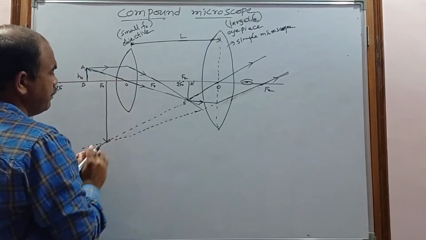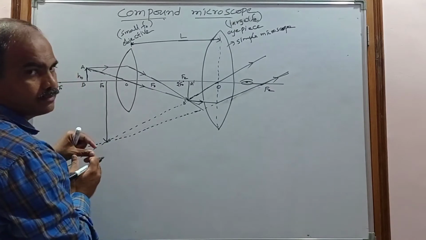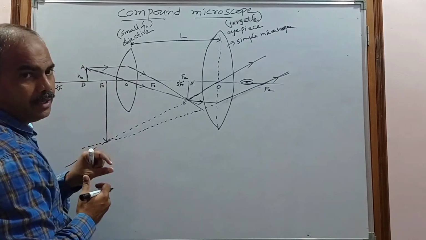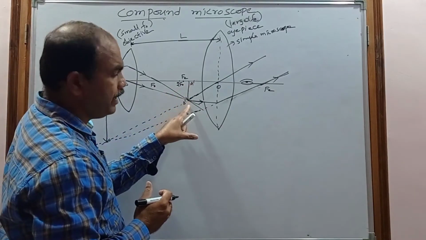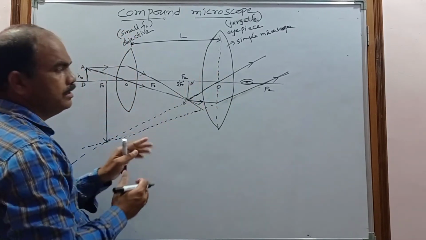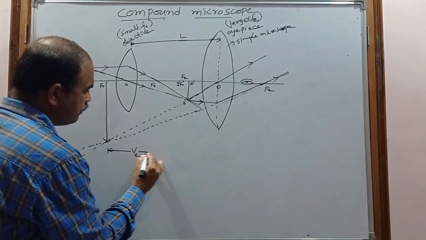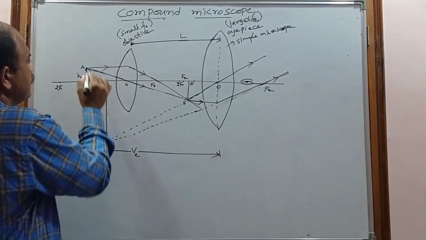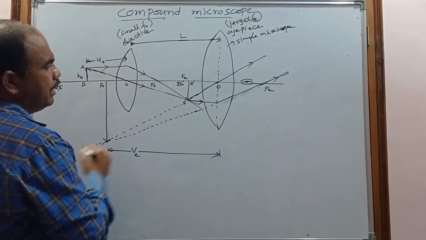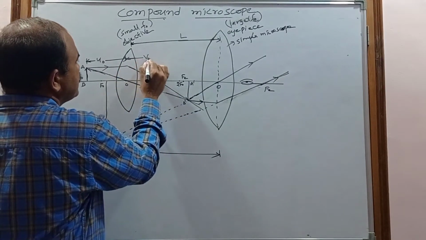That's why this image is called the final image in the compound microscope, and this is the object. This A dash B dash is the image formed by the objective for the object AB, and this A dash B dash acts as an object for the eyepiece, and the eyepiece forms the image. Here, this is the image distance for the eyepiece. This is the object distance for the objective, and this is the image formed by the objective, so this is the image distance of the objective.